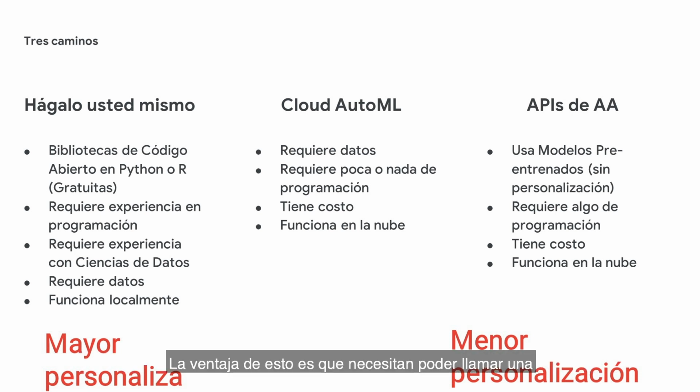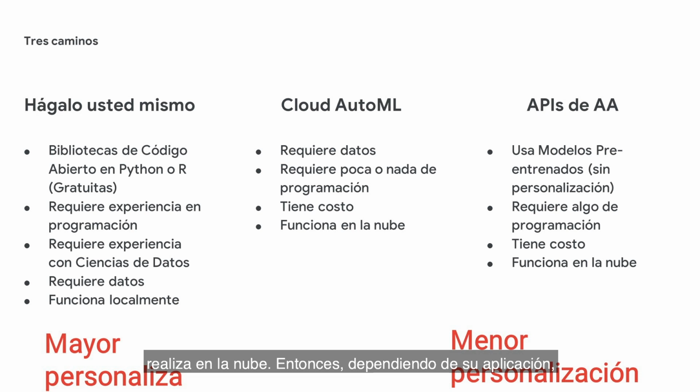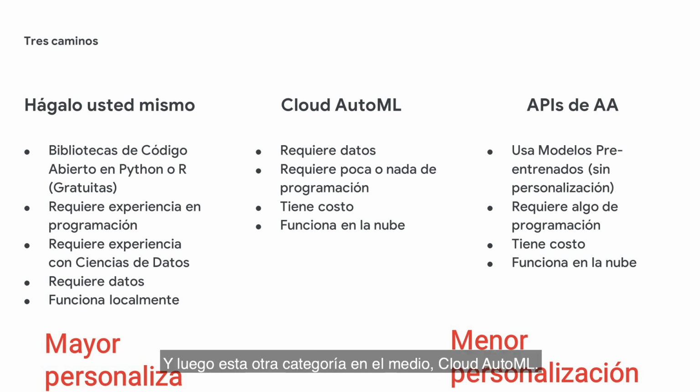The advantage of this is you need to be able to call an API, so you have to know a little bit of programming or be working with a programmer. And it's really easy to use. Like, you really don't have to know a lot about data science to take advantage of these tools. The downsides, of course, are that you're working with a company, so you don't own everything. You have to pay for the service, and the analysis does run in the cloud. So depending on your application, this could be a no-go. Depends. And then this other category in the middle, Cloud AutoML, this is also a Google tool.